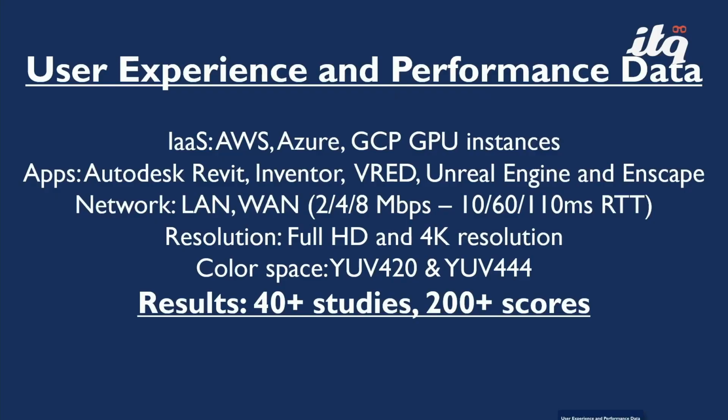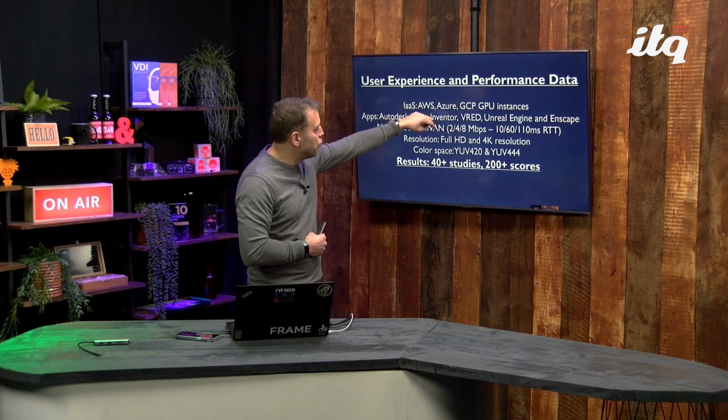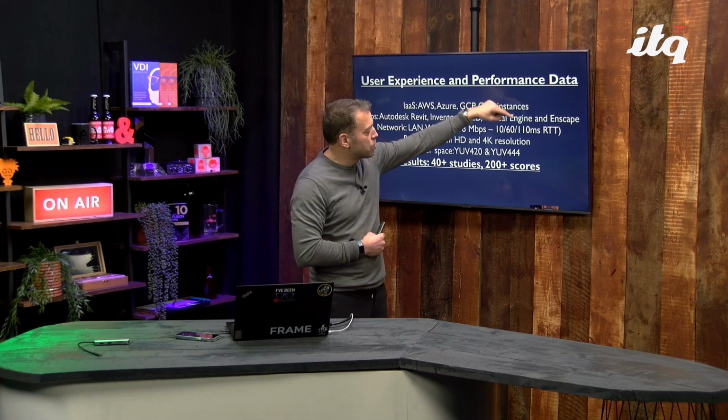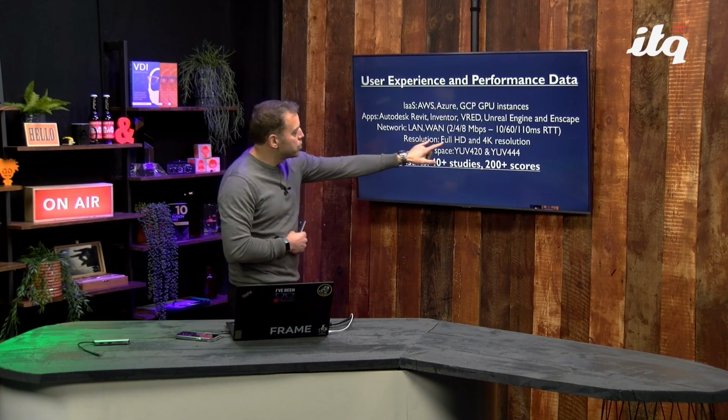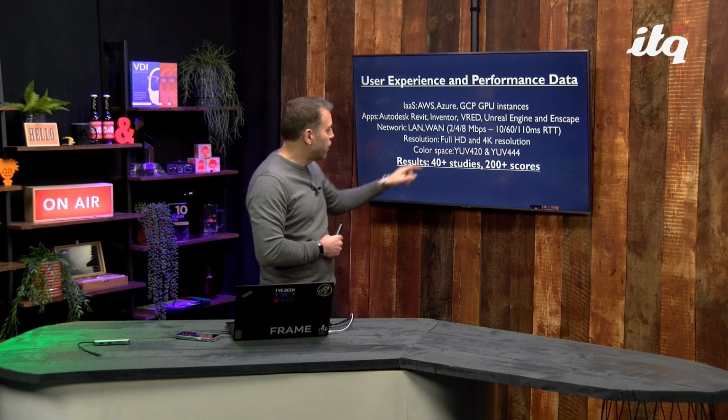So this topic is all about user experience. Remember the video of the concert itself? That's the user experience. System performance is the decibel meter. So what we did, we spent a lot of time, as I mentioned, on AWS, Azure, Google, GPU and CPU instances, but this particular one with GPU instances, these are the apps we use. And now we add network configurations to it. Local area network, wide area network, 248 Mbps, 1060, 110 millisecond round trip latency, full HD resolution, 4K resolution, YUV 420, YUV 444, that's the color space.